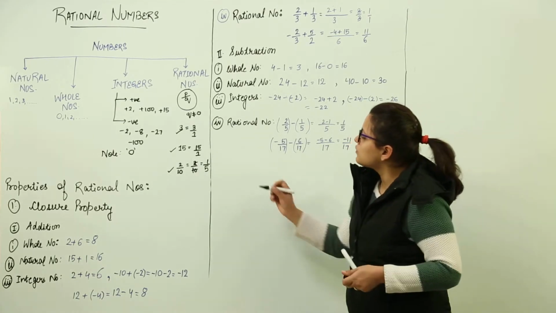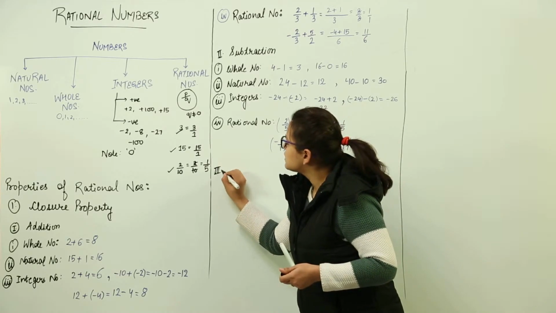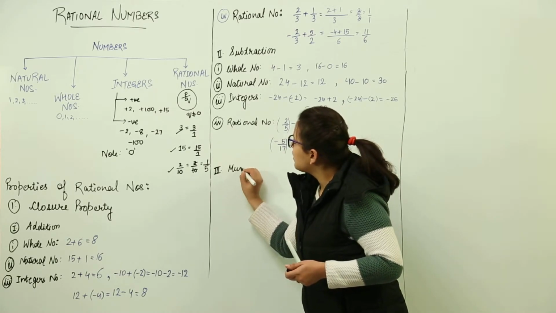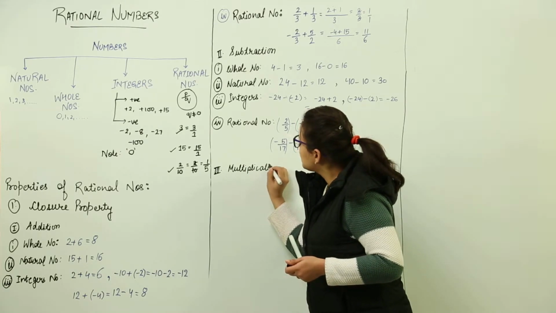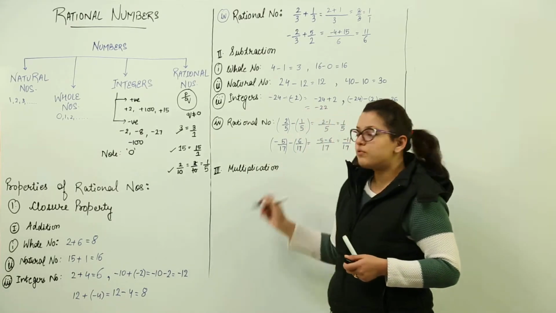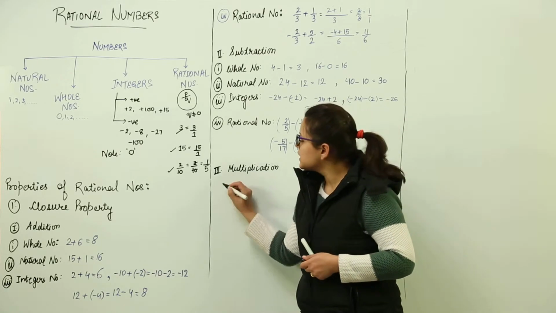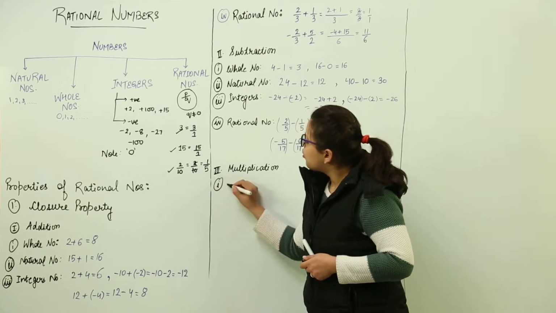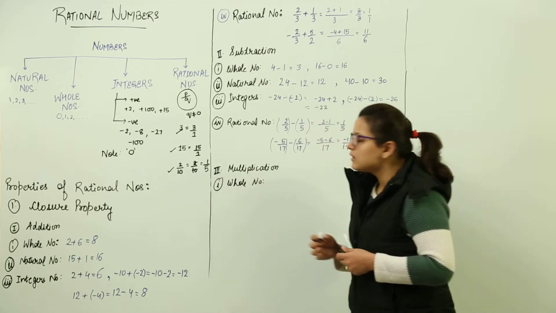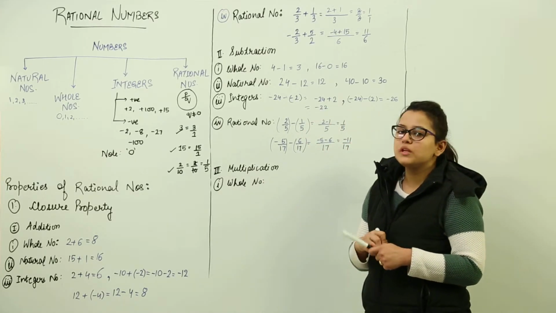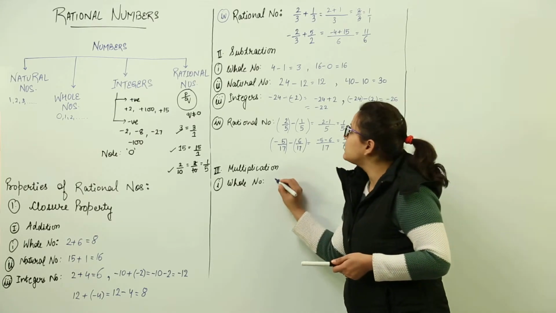Let us try this for the next category, that would be multiplication. Now for multiplication, again we will be considering all the four cases that we have been discussing. The first one is whole numbers. Now how do you multiply whole numbers? Simple. You take any two whole numbers, do their multiplication as the tables we have been learning.